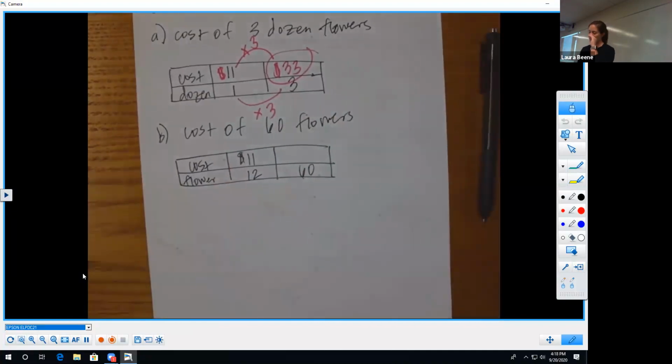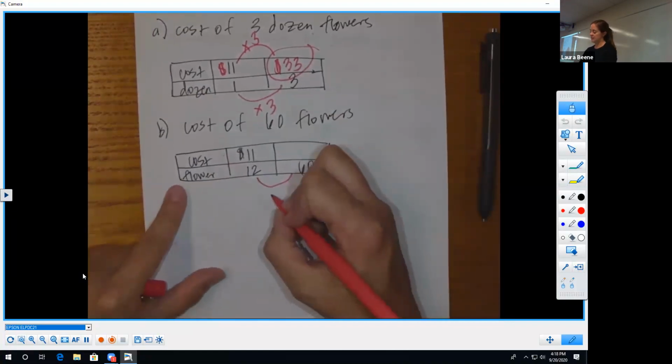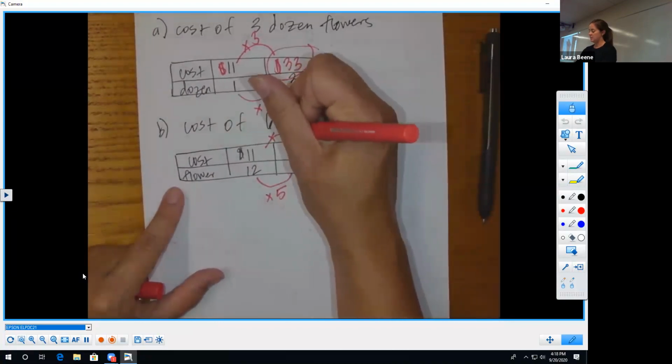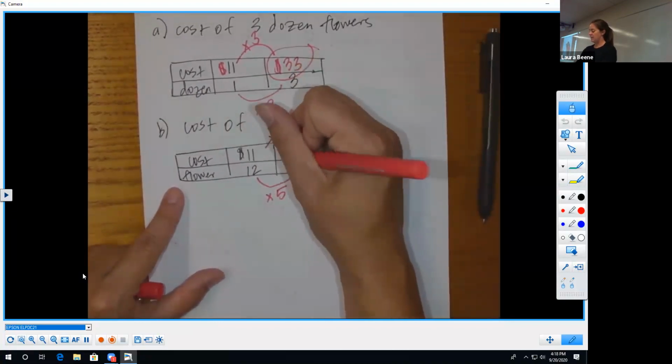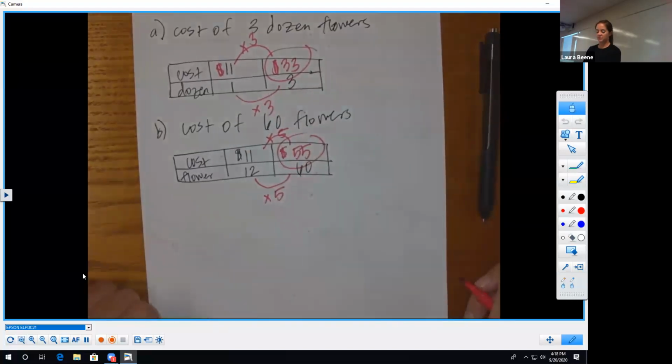Again, I can use proportional reasoning here. What factor do we multiply 12 by to get 60? We multiply by a factor of 5. So I have to do the same thing on top, multiply by a factor of 5. And 5 times 11 is $55.